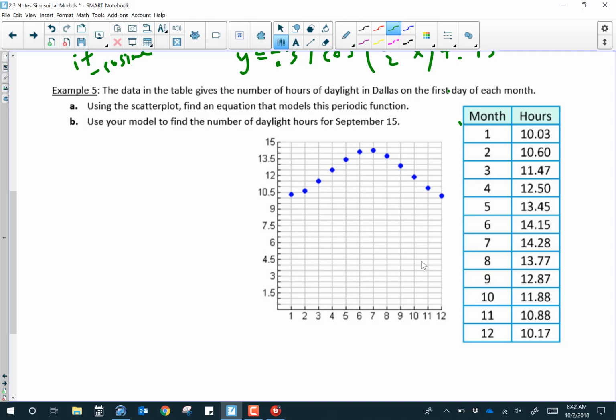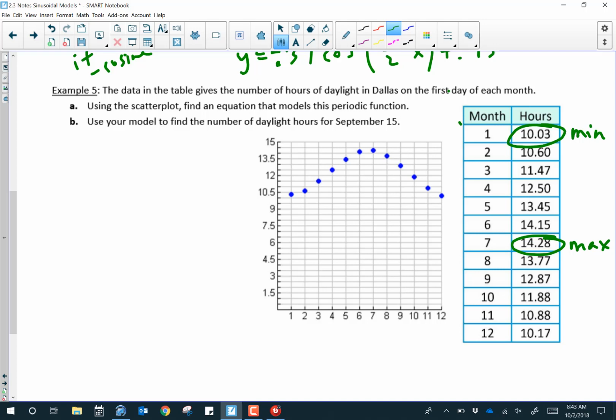The first thing I typically find is amplitude. So when I find my amplitude, you want to find your minimum and maximum. Now, since this is data and we know it's not going to be perfect, month 1 we're going to want to come back to. You can see it's really close. We have 10.03 and then 10.17, but that's okay. I'm just going to go with whatever my minimum is, which is 10.03. So that's my minimum. What's my maximum? 14.28, right smack in the middle of summer.